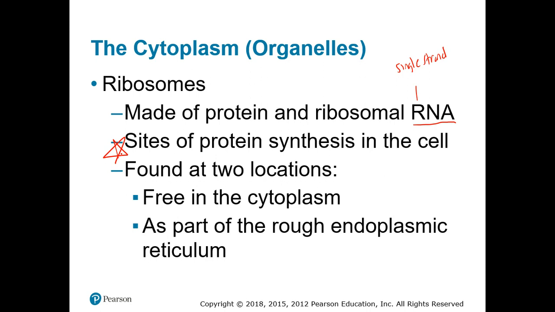Ribosomes can be found in two locations. They can be free-floating within the cytoplasm, not attached to anything, or sometimes ribosomes like to attach themselves to the rough endoplasmic reticulum, also known as the rough ER.